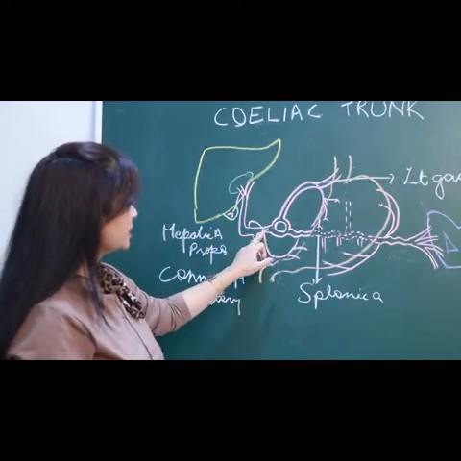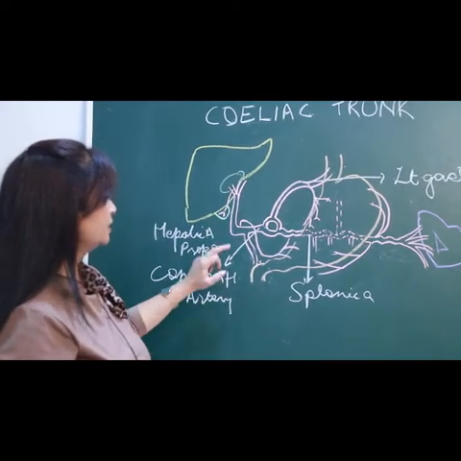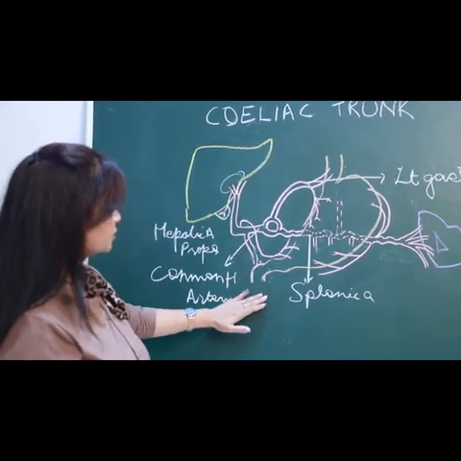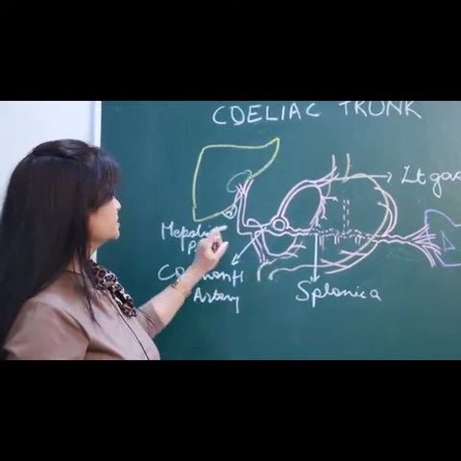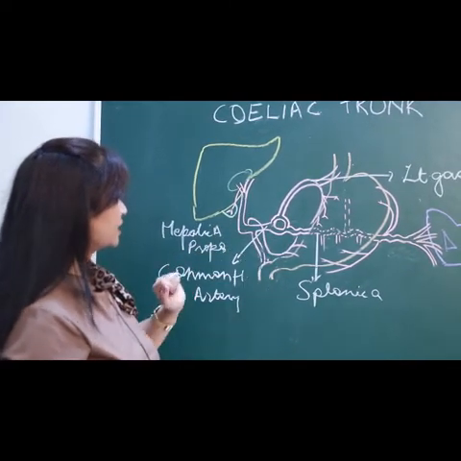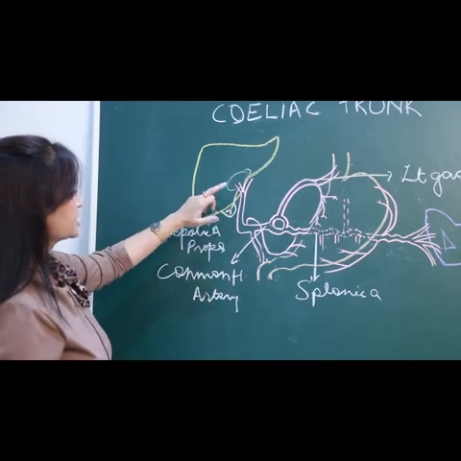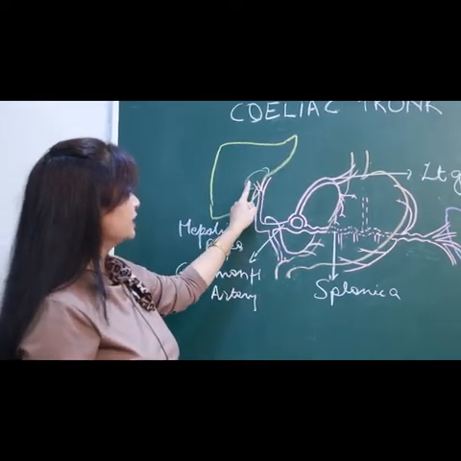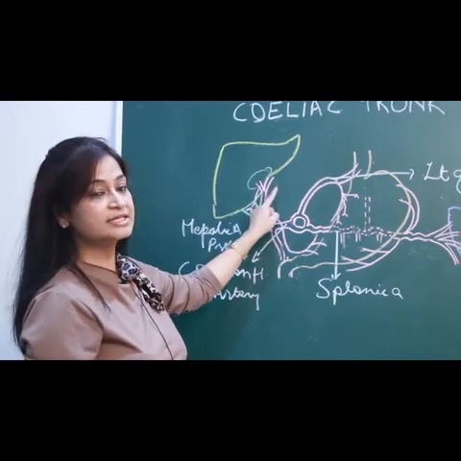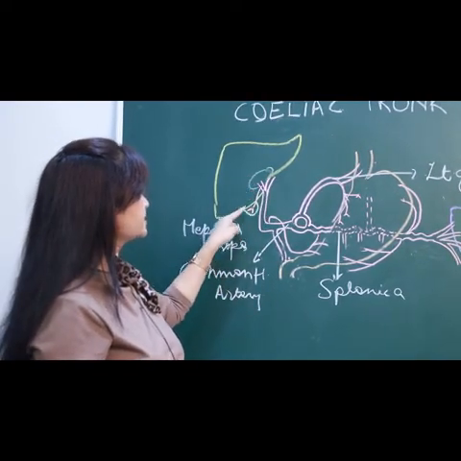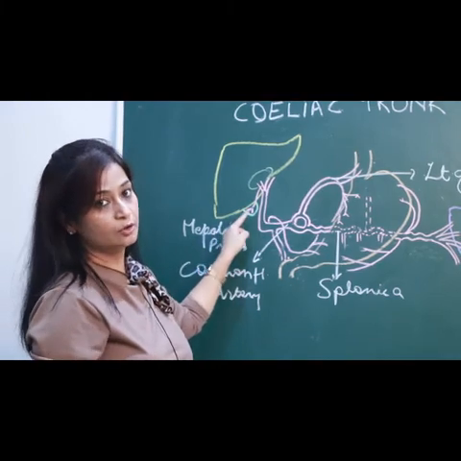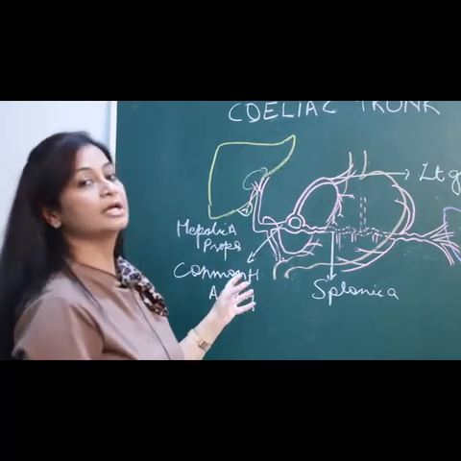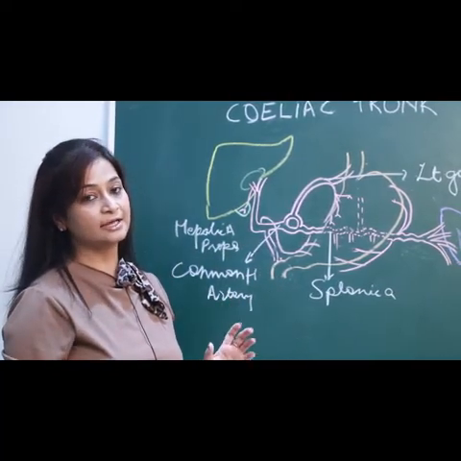Okay, so again the branches of the common hepatic artery are the gastroduodenal artery, which supplies the first part of duodenum and the pancreas, and the right gastric artery, and then continues as the hepatic artery proper, which will divide into the right and left hepatic arteries. The right branch gives a cystic artery to supply the gallbladder. So these are the three branches coming out of the celiac trunk and their blood supply.